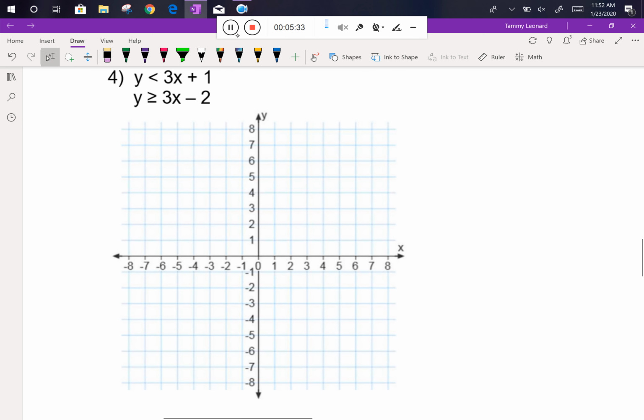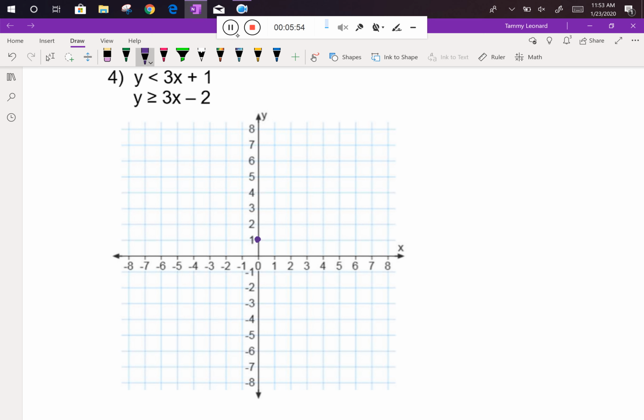In number 4, we have 2 y equals mx plus b, and right away I notice that they have the same slopes. So I know that the lines are going to be parallel. So I'm either going to have a strip in between the 2 parallel lines, which is my solution, or they're going to shade away from each other and I'm going to have no solution. But I don't know until I get in there and actually make the graph.